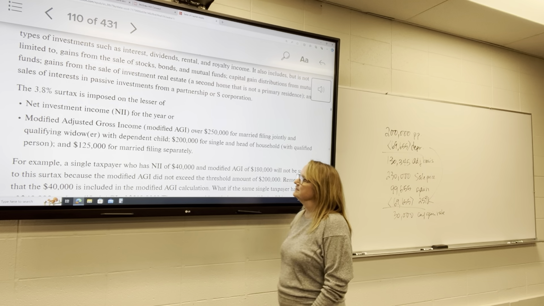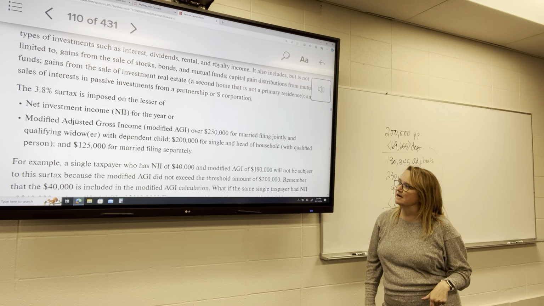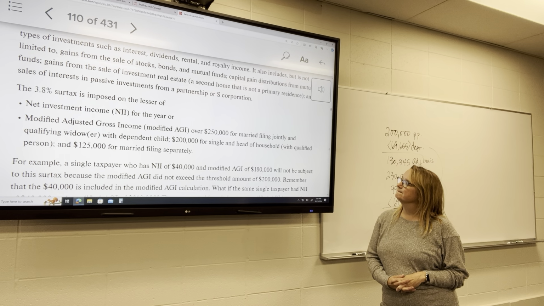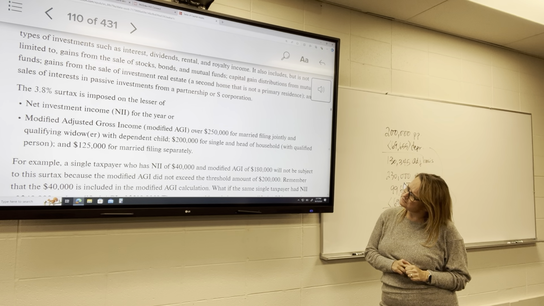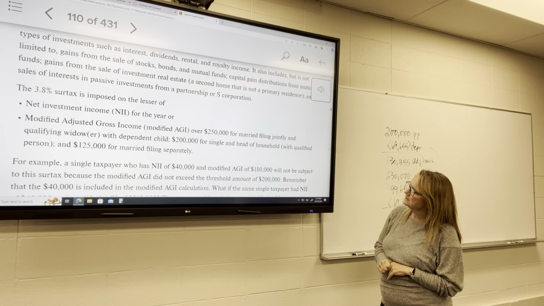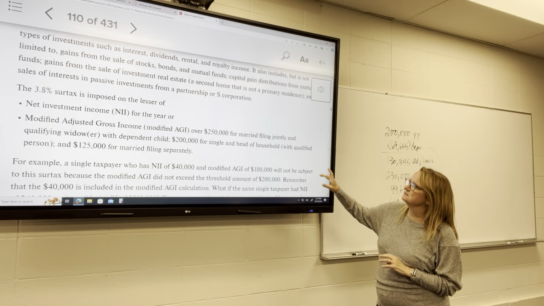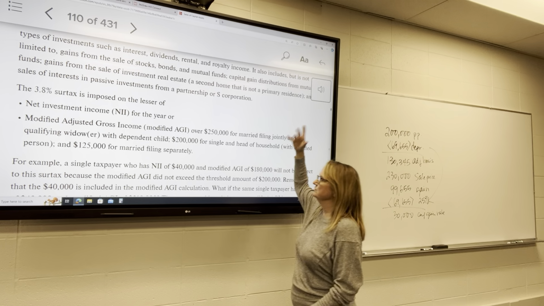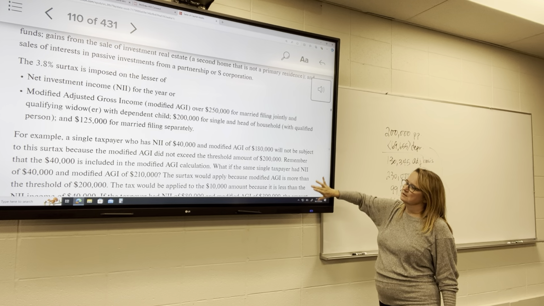The base of that tax is going to be the lesser of the net investment income for the year, or modified adjusted gross income over $250,000. How do I say that? Well, it's still only going to be the net investment income. That's worded funny, because it's only on investment income. How this is worded, it sounds like if you've got income over that amount, you're going to pay the net investment income tax, but you're not if you don't have net investment income.